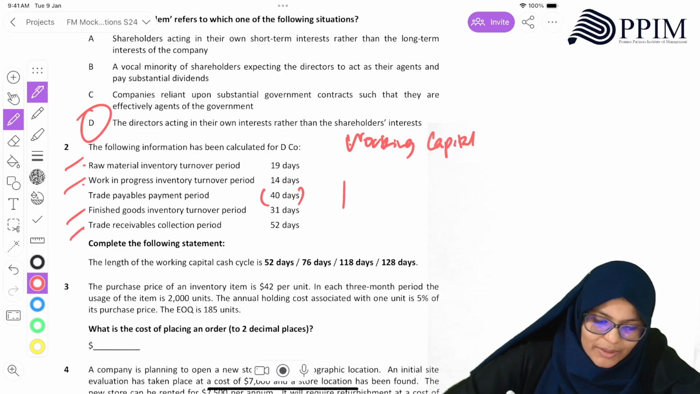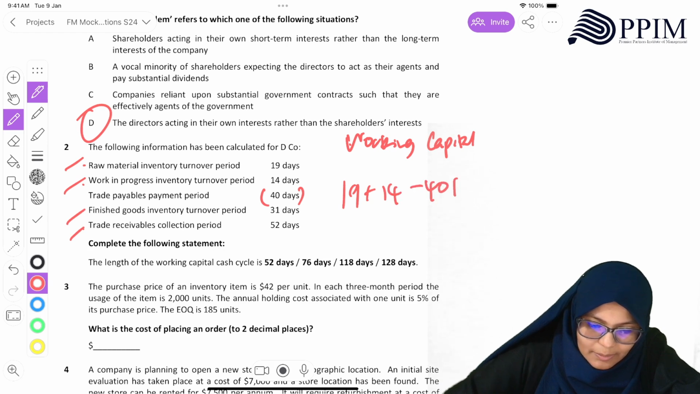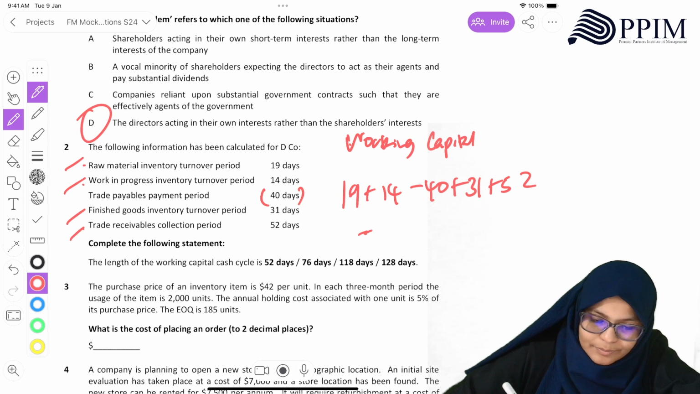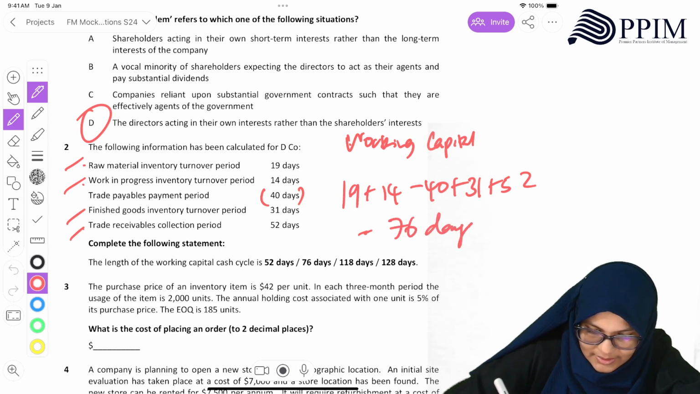So just a matter of doing that. 19 plus 14 minus 40 plus 31 plus 52. So that should give me 76 days.